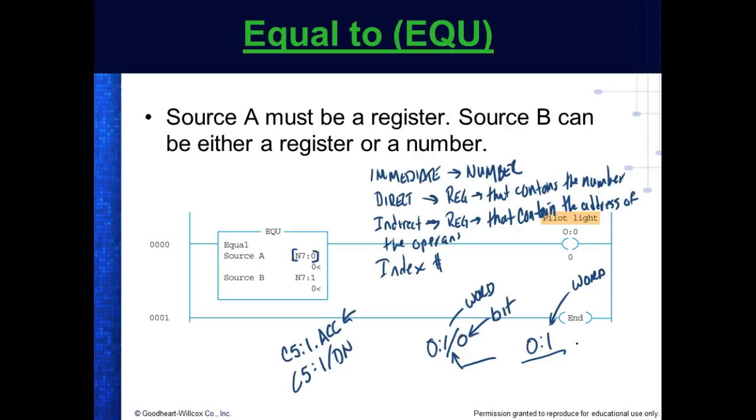And that's the thing too. So this is saying if the contents of source A, no matter where they come from, is equal to the contents of source B, then this guy here would be true. And right now that's going to energize output 0 colon 0. Very simple.